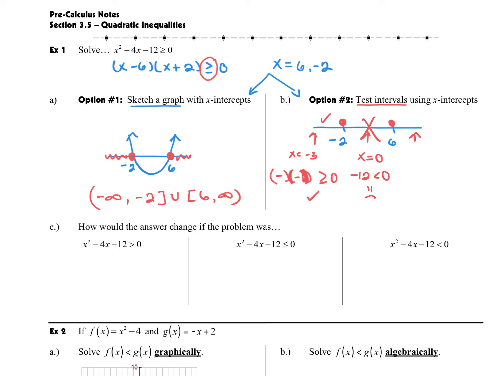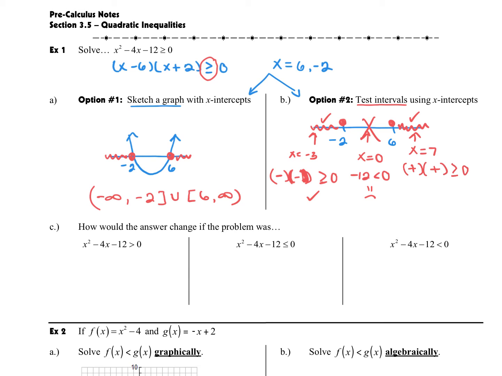Then we're going to test again. This time I'm going to choose x equals 7. Again, if I'm testing, I like to put it into the factors. I'm going to get a nice positive value in the first factor. I'm going to get a positive value in the second factor. Positive times positive is in fact greater than or equal to 0. So again, I'm going to keep these two sets.